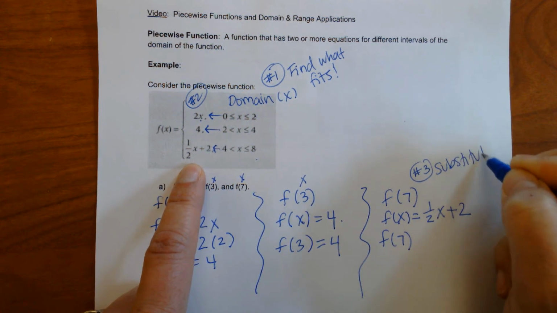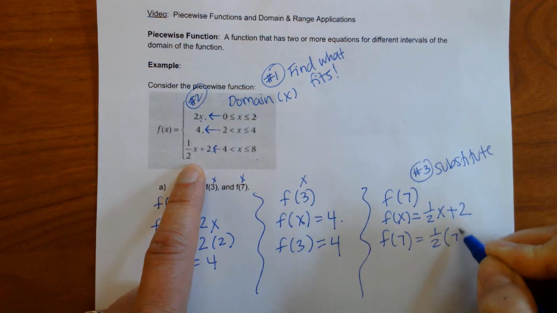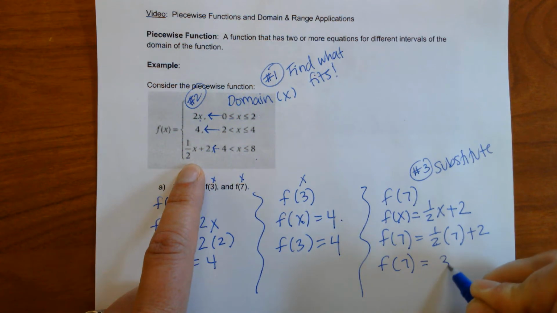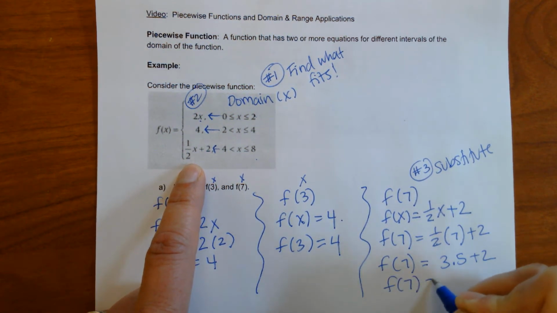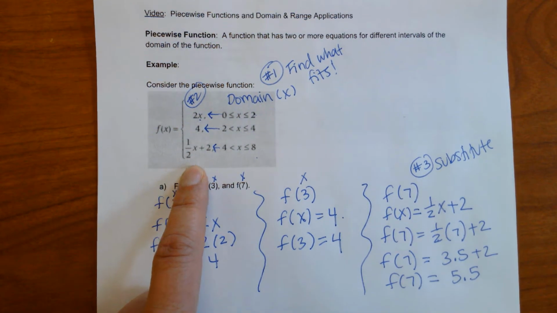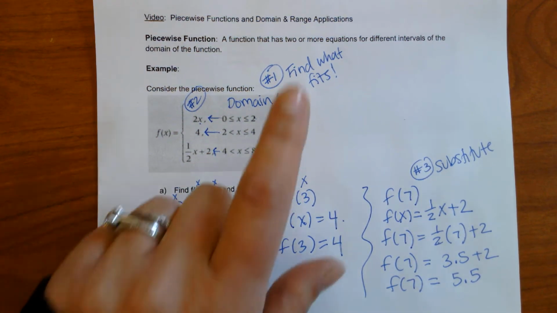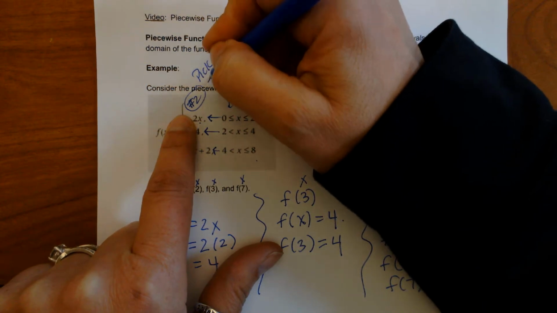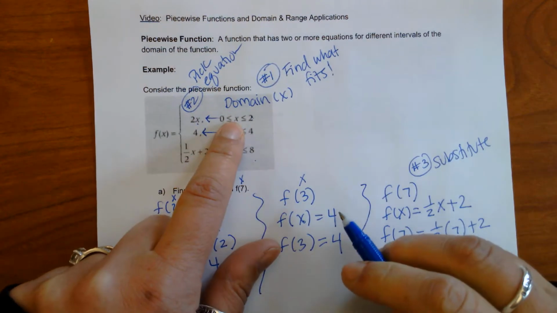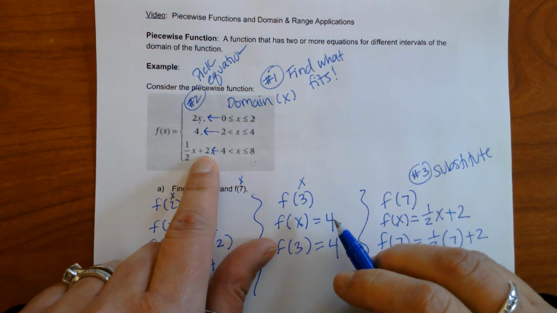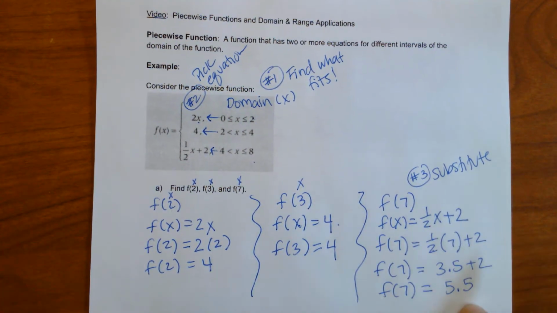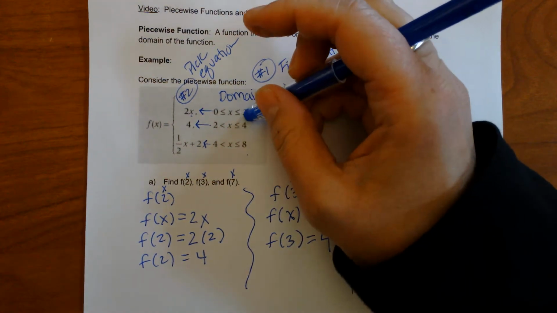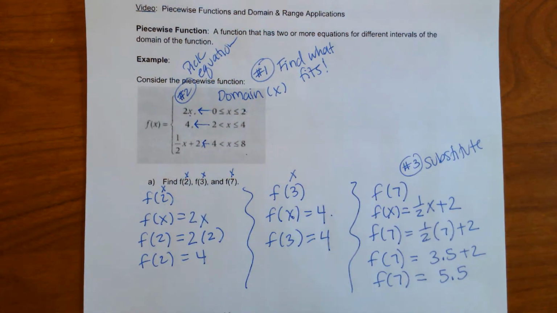Substitute: f of 7 equals 1/2 times 7 plus 2. 1/2 times 7 is 3.5, plus 2. I'm just doing this out. You could use your calculator, but I just wanted to show all my steps. So for this one, we find what number fits what domain, we pick our equation, and whatever the domain is matches up with the equation we're going to use. And number 3, we substitute it in and get the answer. If you have trouble reading these, please come and see me, because you have to know where the number fits into the interval.